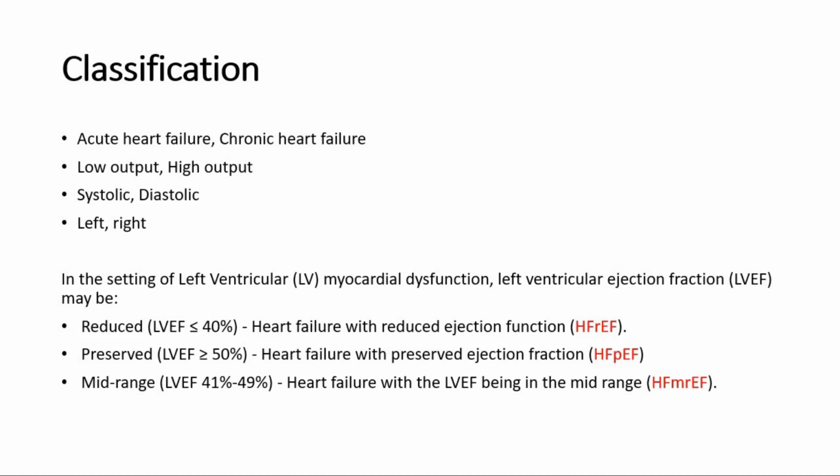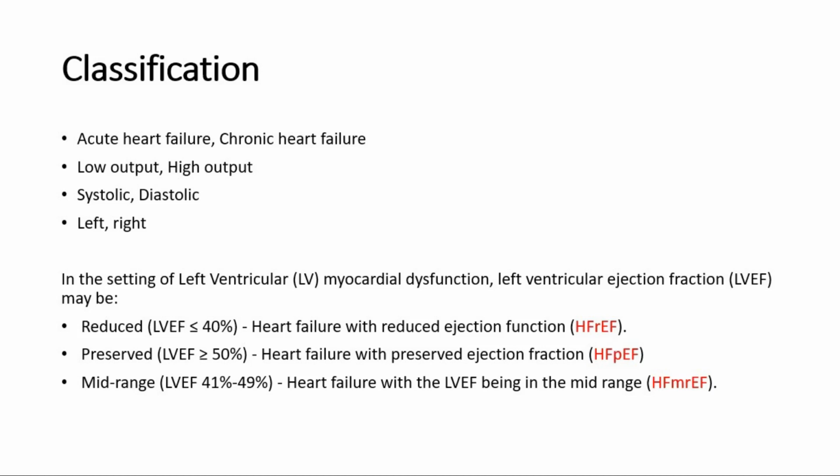The third classification is systolic or diastolic failure. In systolic failure, the ventricles are unable to contract normally, causing a reduction in cardiac output, and the ejection fraction is less than 40%. Whereas for diastolic failure, it is due to the inability of the ventricle to relax and fill normally, causing an increase in filling pressures. In diastolic failure, the ejection fraction is preserved, where it is more than 50%. So this is also known as heart failure with preserved ejection fraction, HFpEF.